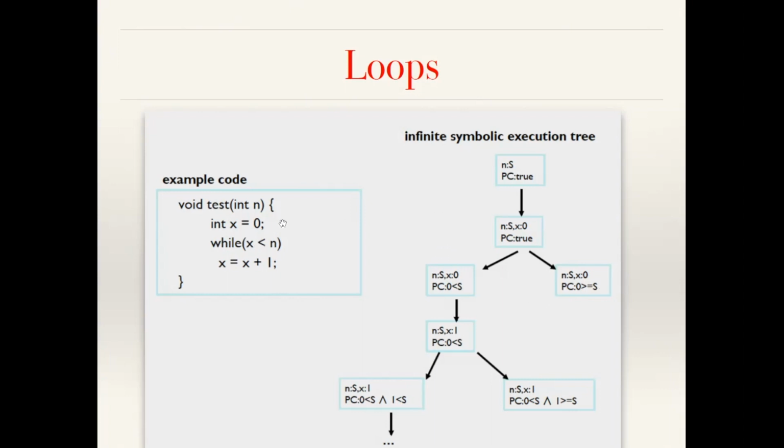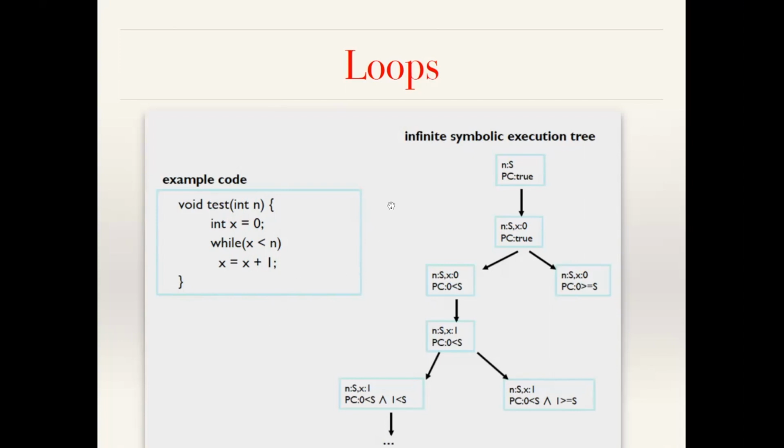But in the other case, when S is greater than 0, we stay in the loop. X is incremented, so X is concrete, it becomes 1. And then again, we execute the condition of the loop and so on. So as you can see, a naive symbolic execution of this piece of code can lead to a very large or possibly an infinite symbolic execution tree.